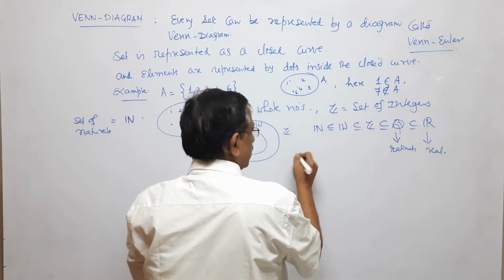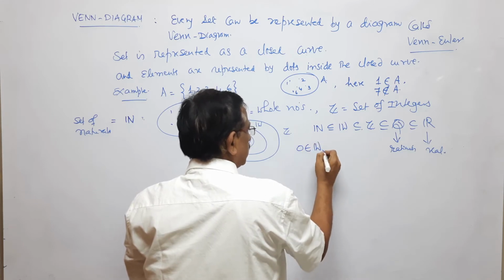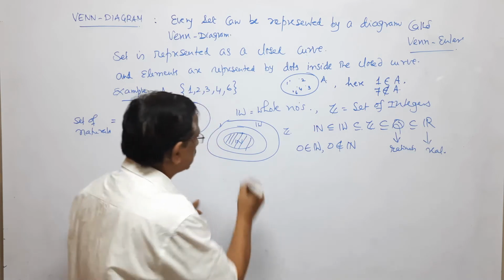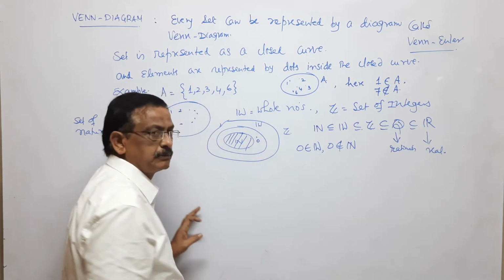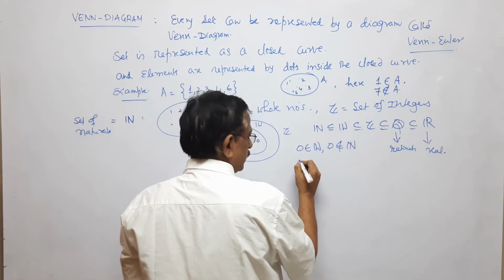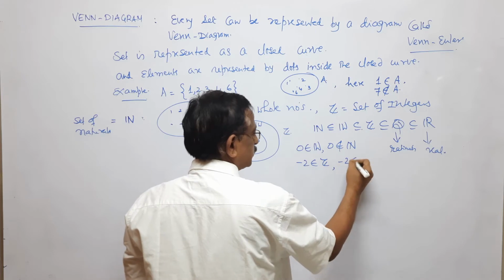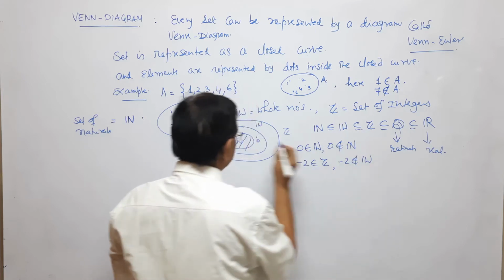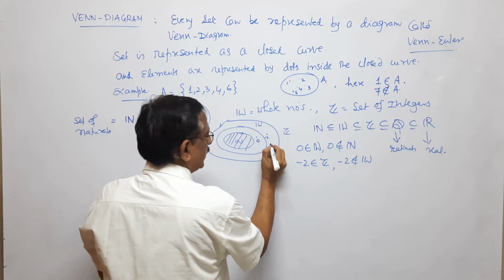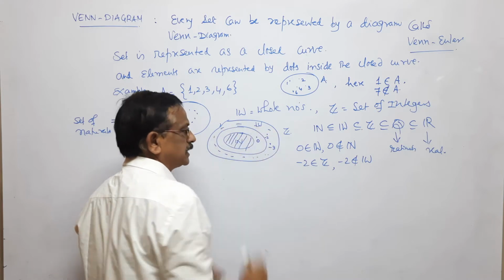For example, if I take 0, 0 is in W, but 0 is not in N. So there is one element at least, 0. Now look at W and Z. Minus 2 is in Z, but minus 2 is not in W. That means minus 2, minus 3, these are the numbers which are outside W.